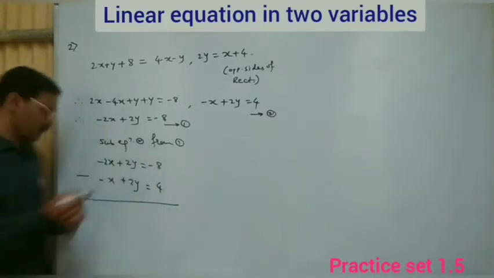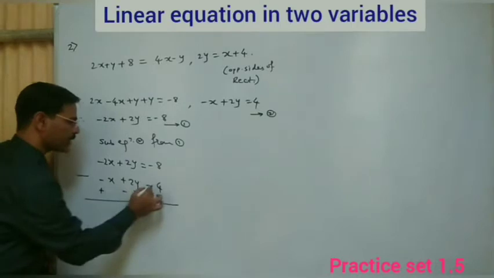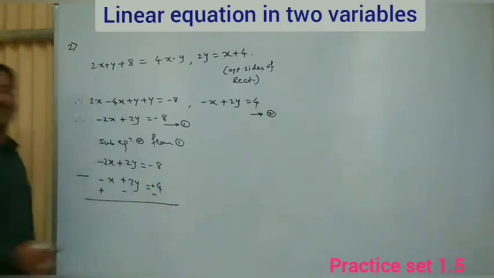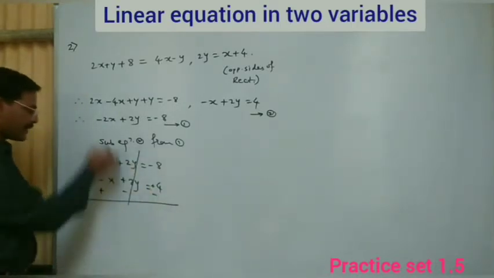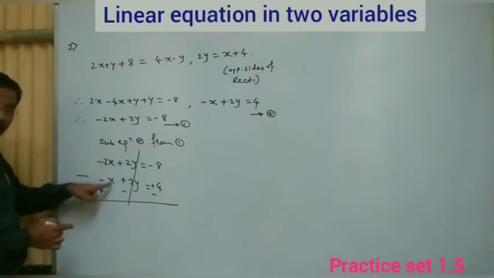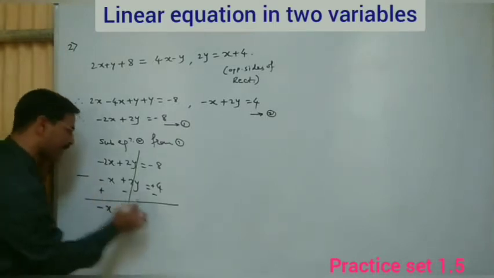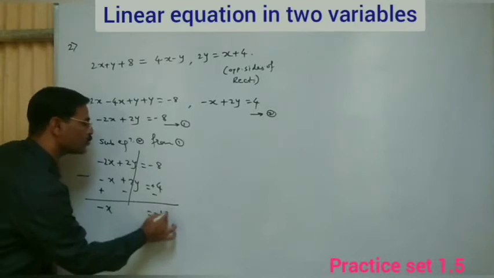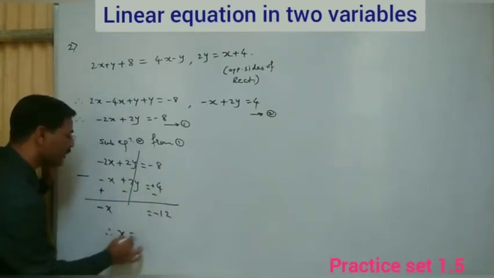Like this. So whenever we are going to make a subtraction, at that time, change the signs of the second equation. Means what? Plus, minus. Here no sign means plus. So the change. So these two are getting cancelled. We get here minus 2x plus 1x, that is minus 1x. This side minus 12. So x equal to 12.